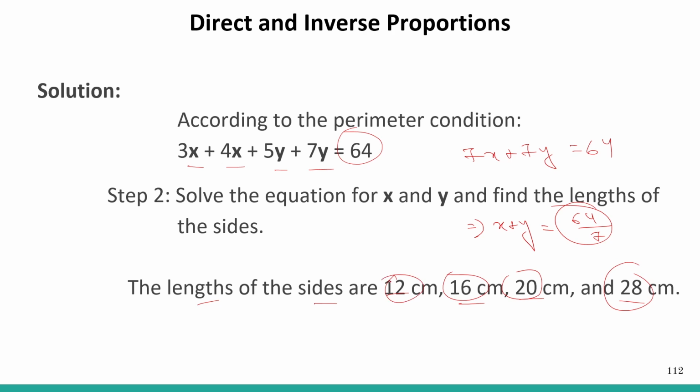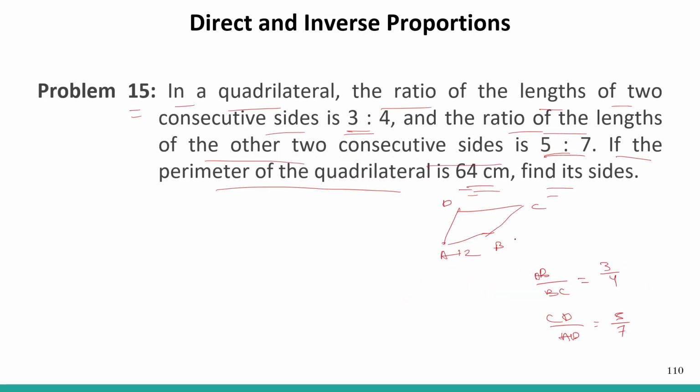So the lengths of the sides are 12, 16, 20 and 28 centimeter. Okay, this much amount of centimeter. So it will be 12, 16, 20 and 28 centimeter. Okay, so x will be basically 4 and y is equal to 4. If you assume that they both have the same ratio or factor, that is x is equal to y is equal to 4, then what?